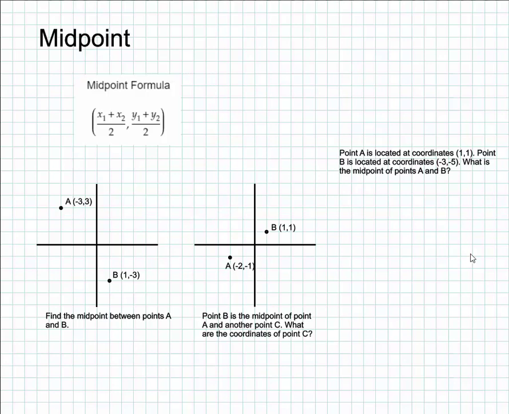So it looks like between the x-coordinates is a distance of 1, 2, 3, 4. So that means the midpoint of the x-coordinate is going to fall on this line right here. The distance between the y-coordinates is 1, 2, 3, 4, 5, 6. So that means the y-coordinate for the midpoint is going to fall somewhere on this line right here. So where these intersect is where we have our point, right here, which is (-1, 0).